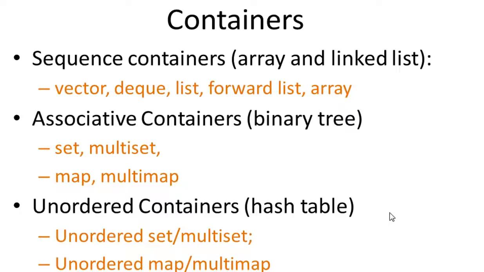The last one is unordered containers, which are basically hash tables. And STL provides unordered set, unordered multi-set, and unordered map, unordered multi-map. It looks like a lot of containers, but don't worry, many of them are quite similar, as you will see.